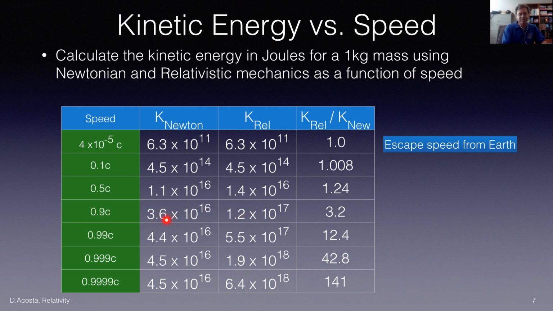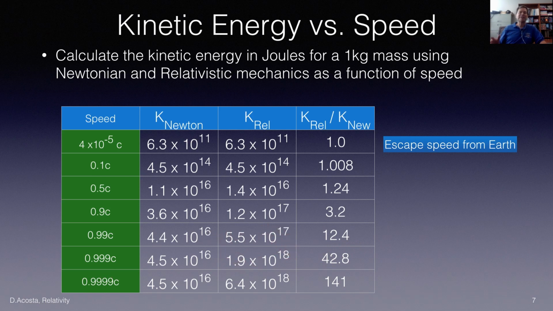All right, let's go to 90% the speed of light. Now I see a much bigger difference. They're 3 times different. It takes 3 times more energy to reach that speed using the relativistic form of the kinetic energy. In other words, the relativistic kinetic energy is 3.2 times larger than the non-relativistic form. All right, you want to get even closer to speed of light, 99% the speed of light. Well, now the relativistic form of kinetic energy is 12 times larger, 12.4, than the Newtonian non-relativistic formula. What about 99.9% the speed of light? Well, now it's 43 times more energy needed from work to get that kinetic energy in the relativistic form.